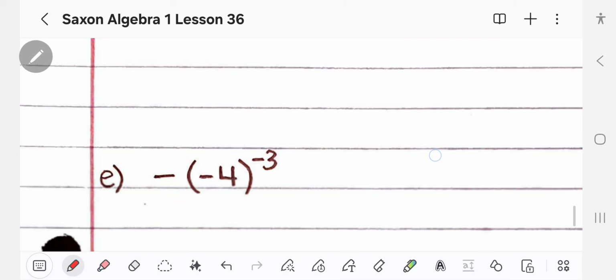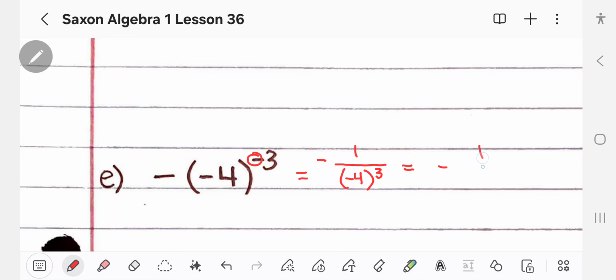All right, let's look at E. For E, I have several negative symbols going on. Well, I can put my finger over this one because it's not protected. This negative here is telling me I've got a reciprocal, and it's the reciprocal of negative 4 cubed, okay? Then I can take my finger off of this and say that whole thing, we're taking the opposite of it. All right, let's do that.